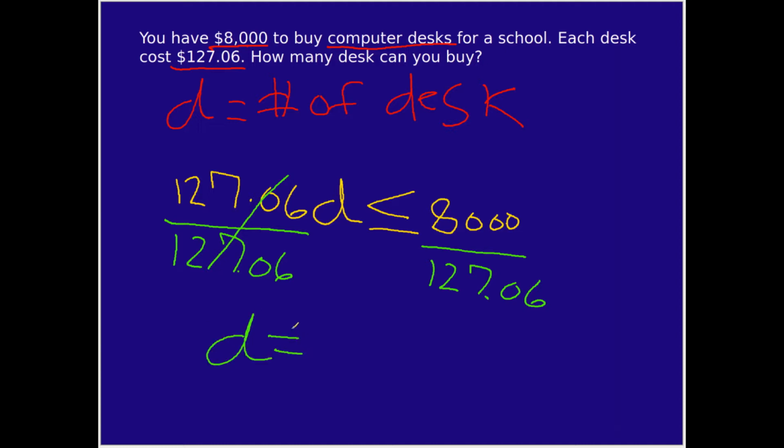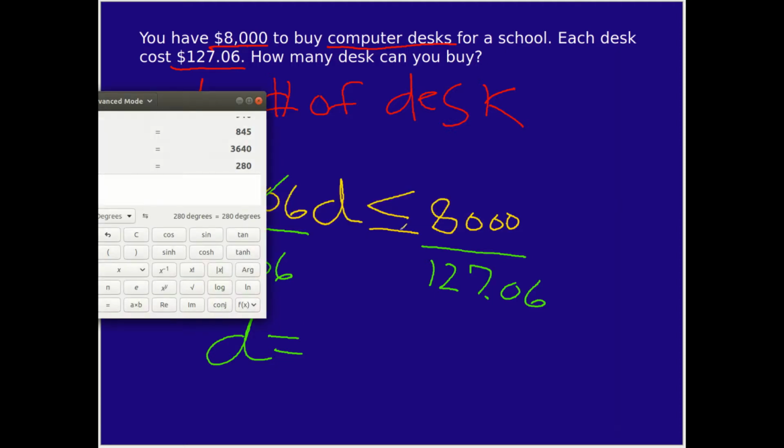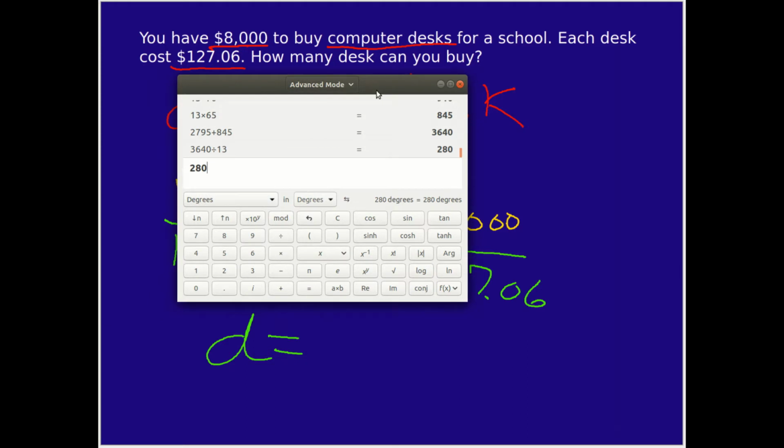And then, you can put this into a calculator if you want, but if you really want to solve it, just bring the calculator over here and you take 8,000 divided by 127.06 and you get the number 62.96. But now, like I told you before, you cannot buy 0.96 of a desk. So we're going to round down. If we round up, we'll go beyond $8,000.